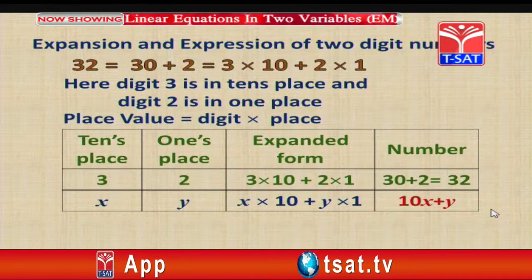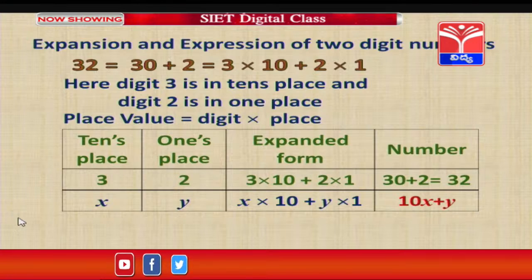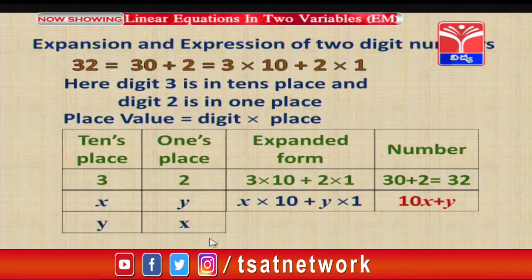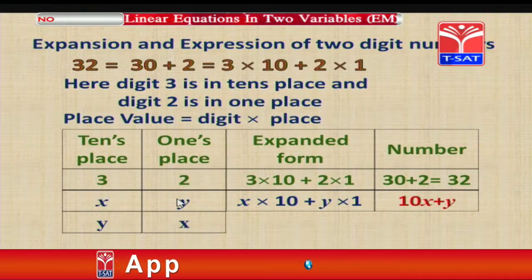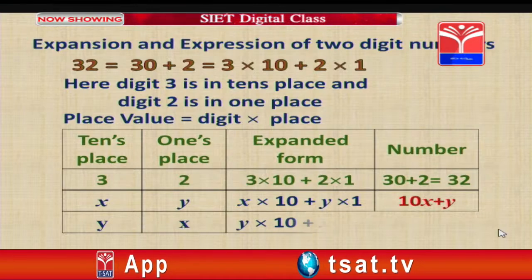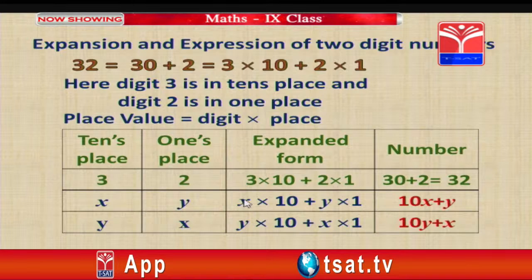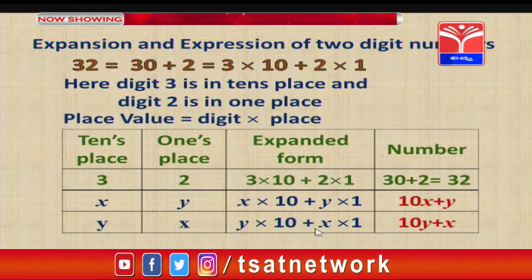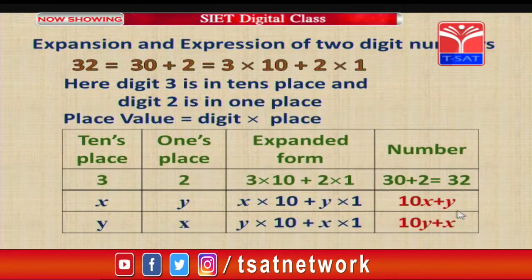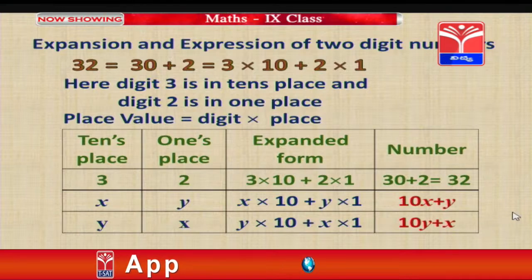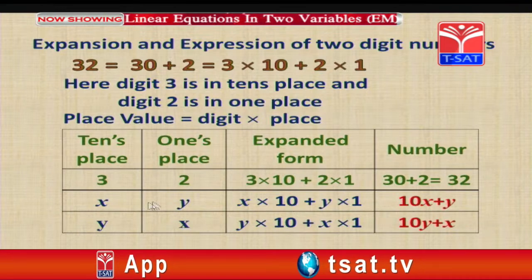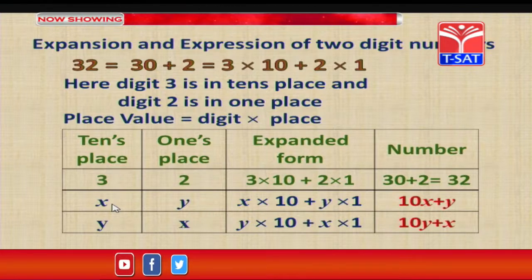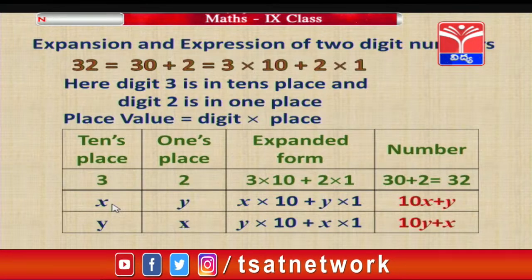This is the general form of representing a 2 digit number. If I reverse the digits, that means x becomes y and y becomes x, that means interchanging. See that the digits have interchanged. If I interchange, what happens? Please see. Instead of x, now I am multiplying with y, y into 10. Now, in place of y you have x, x into 1. So, your number is going to become 10y plus x. That means, in the previous case you got 10x plus y. Now, after reversing the digits, you are getting the number as 10y plus x.